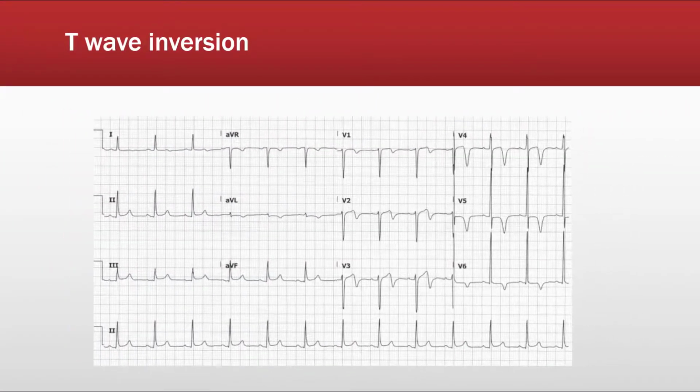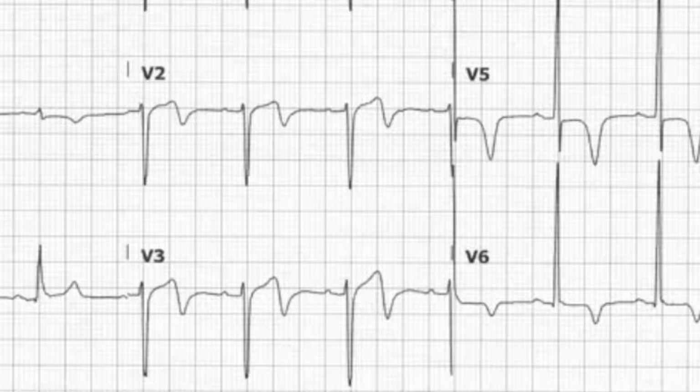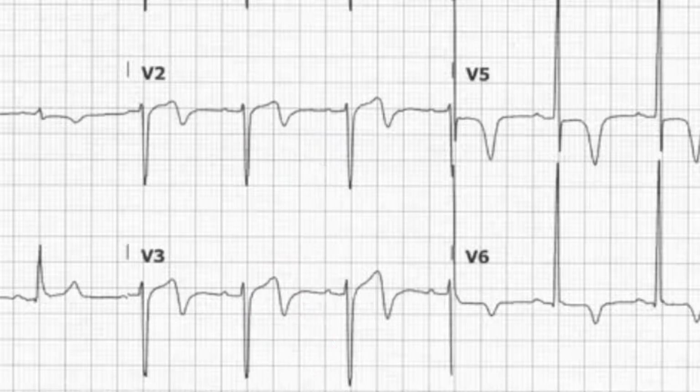This second example has a particular type of T wave change. Leads V2 and V3 have biphasic T waves where the terminal section of the T wave is negative. This is called Wellens sign. It's associated with Wellens syndrome, which is a repolarization variant caused by a reperfusion injury.